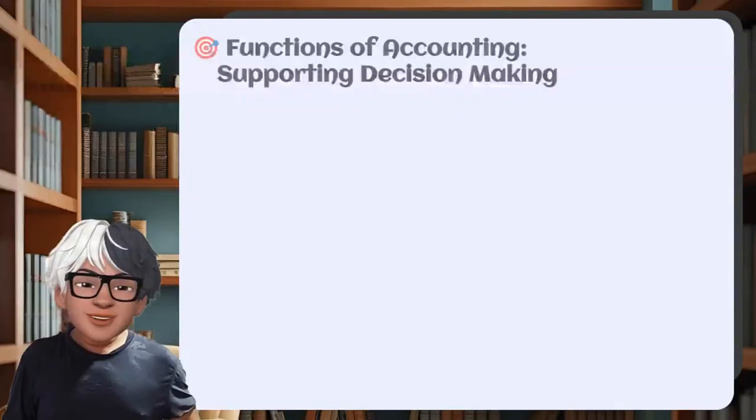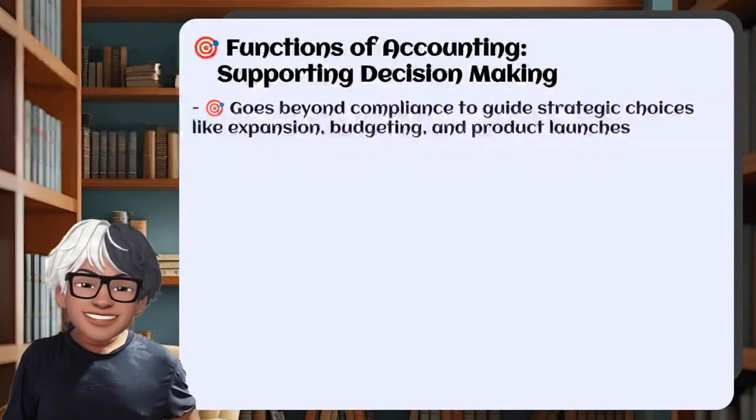Number 4 is supporting decision-making. Beyond compliance, accounting delivers the information necessary for strategic choices, such as expanding operations, setting budgets, or launching new products. Accounting doesn't just meet legal requirements, it provides the financial clarity needed for bold moves. When businesses consider launching a product or opening a new branch, they rely on financial forecasts shaped by accounting data.